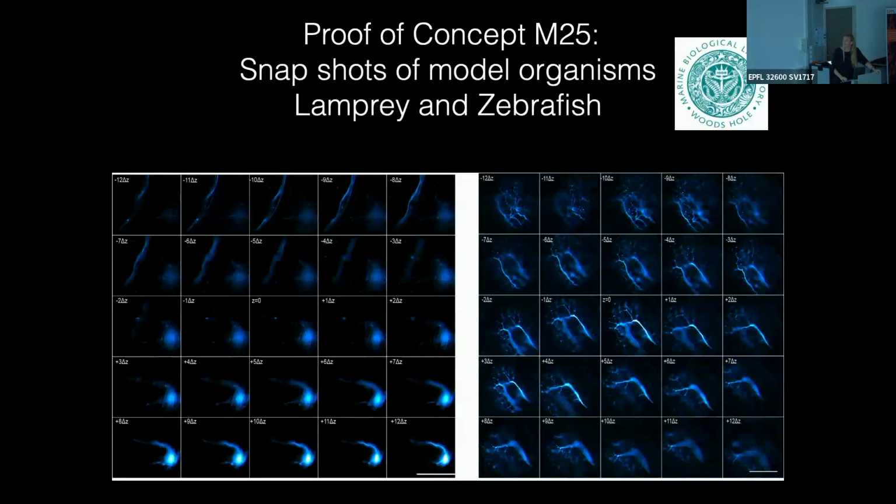So we did some proof of concept imaging at the Woods Hole Marine Biological Laboratory, which is a wonderful, wonderful place on Cape Cod. These are just still images, but they're dye-injected neurons in lamprey and zebrafish, because that's what they happen to have in the lab.